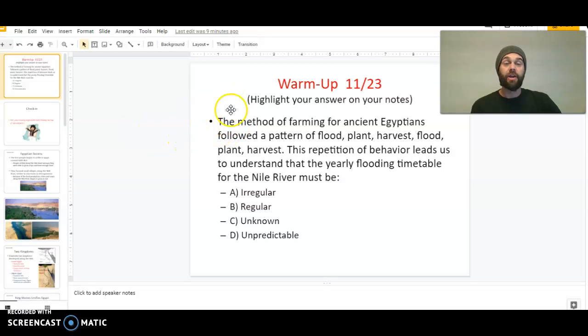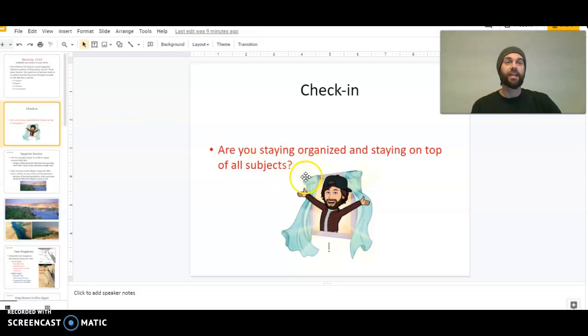Go ahead and start by reading this question. And on your notes, highlight the answer. Italicize it, bold it, change its color, and we're going to start with this as our opener tomorrow on Tuesday, the 24th.